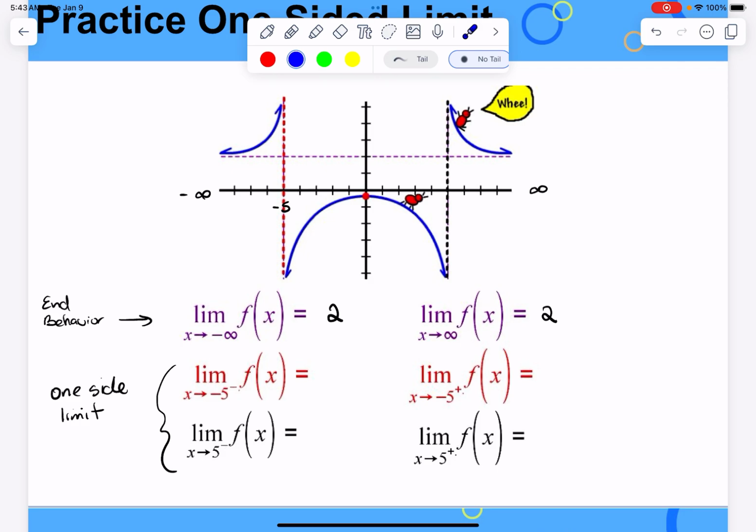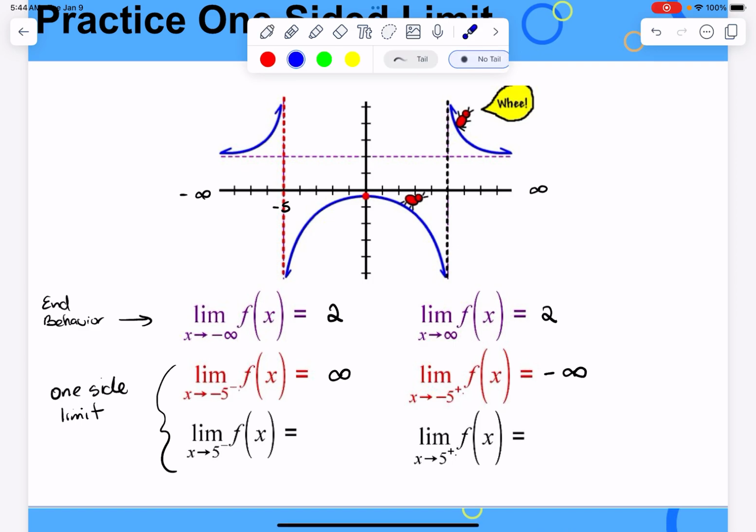So as x approaches negative 5 from the right, notice that the function is increasing. So that means that it's going to infinity. As x approaches negative 5 from the left, notice that the function is decreasing. So it's going to negative infinity.